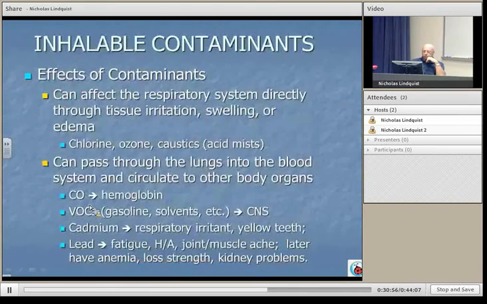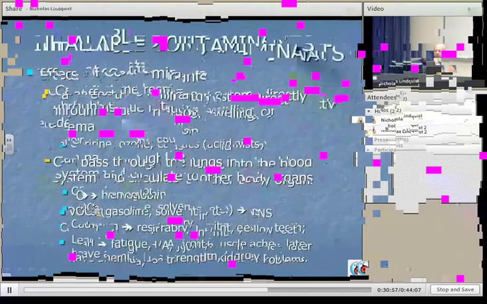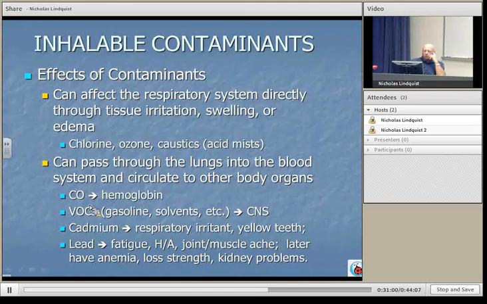As far as the effects of inhalable contaminants, the contaminant can either affect the respiratory tract system directly, by causing scarring or irritation or swelling or edema. Some examples of that are chlorine, ozone, caustics. So it's going to cause the respiratory tract system to be impacted.